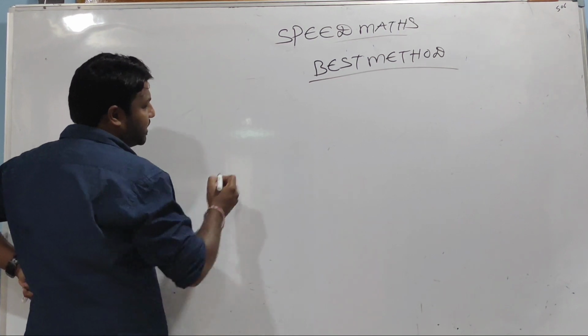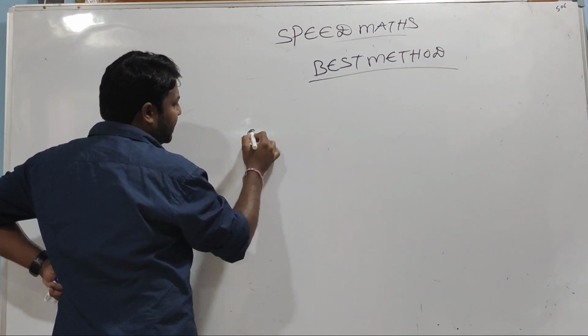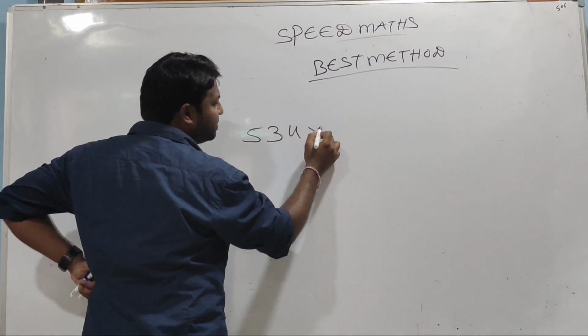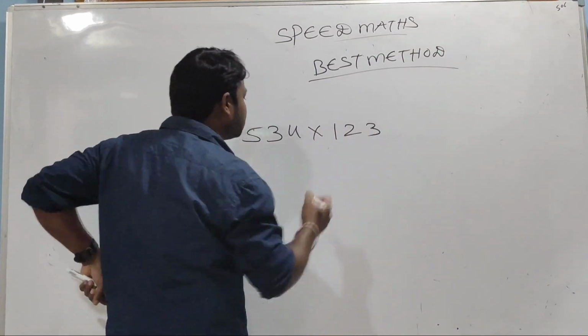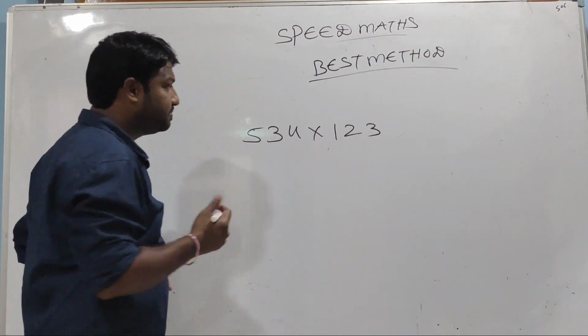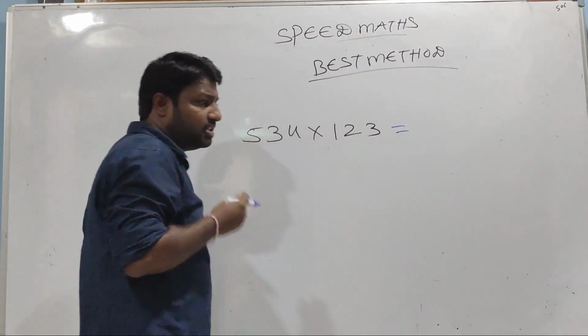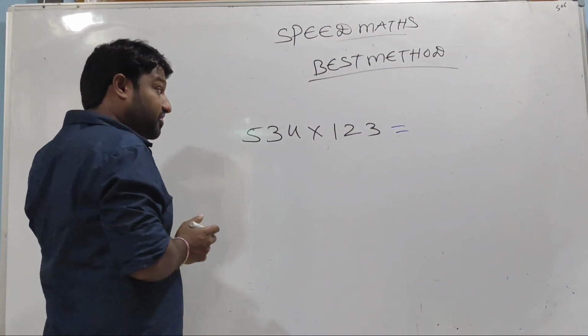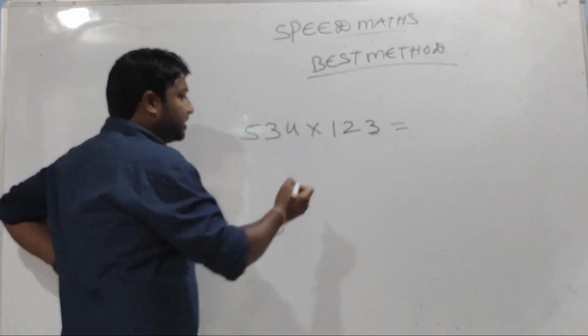So I'm taking a few more examples. Let us say I'm multiplying 534 into 123. I'm taking three digits here and three digits here. So how will I do it? This is only one method, the direct method. In a single step, I'll get the answer. So I'll start from here. Then I'll go like this.